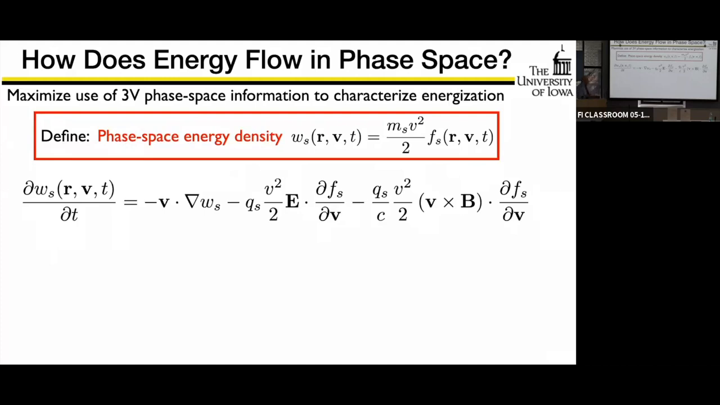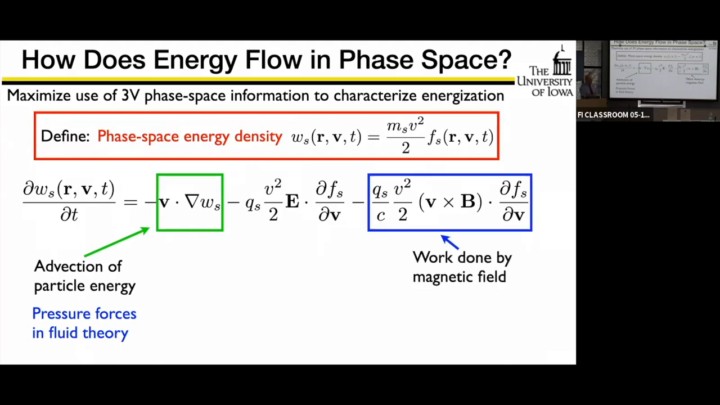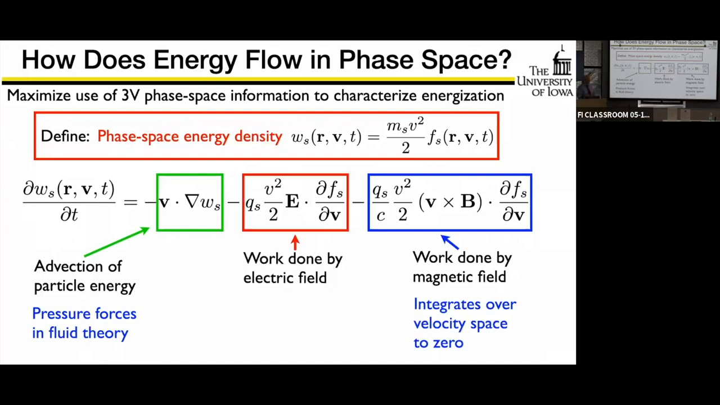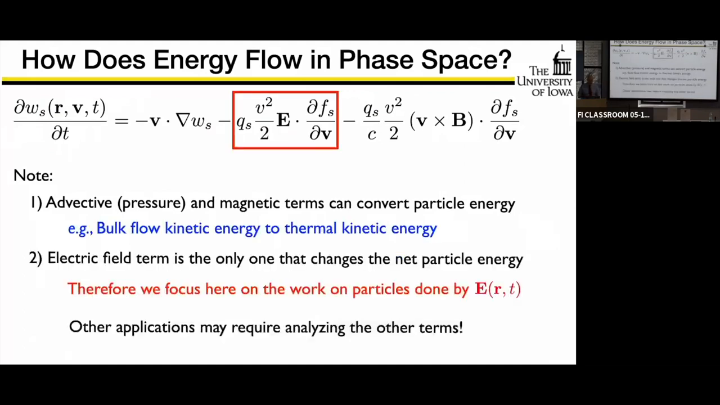Now, I can interpret each of these terms, which I already did. This first term is the advection of particle energy, as I've said, and that actually gives rise to the pressure forces in fluid theory. This final term is, of course, the work done by the magnetic field, but it integrates to 0 over velocity space. And again, we're going to focus on this work done by the electric field, and it is responsible for the net change in the particle energy. I'm going to skip this next equation because it's not that important.